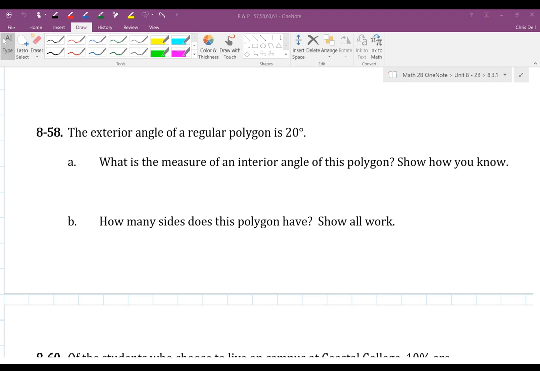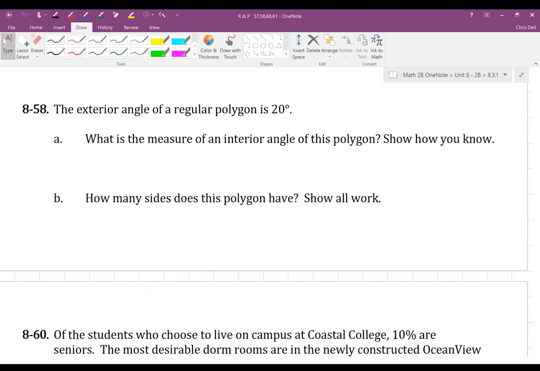We are looking at a problem that deals with the exterior angle of a polygon, and then from there finding some other information around it. This problem is coming from CPM's Math 2. Write that down. So CPM Math, Integrated Math 2, and this is section 8.3.1, specifically number 8-58. It says the exterior angle of a regular polygon is 20 degrees.